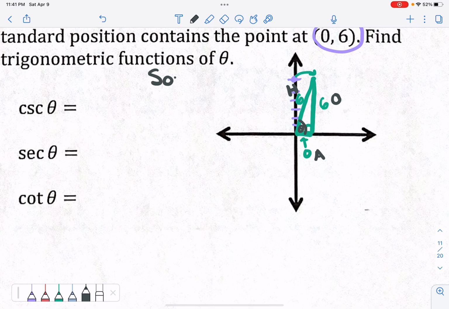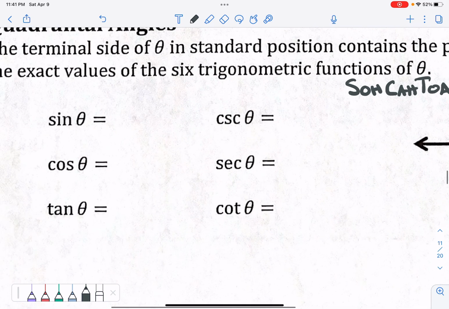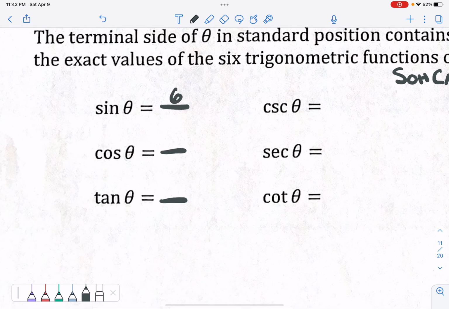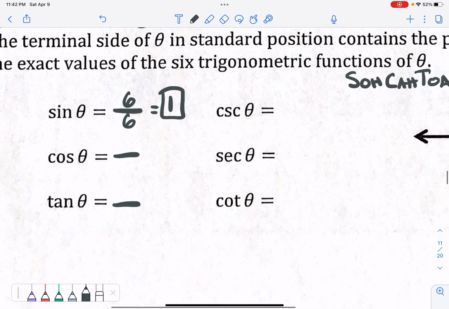So we're still doing SOHCAHTOA, and we've got our fractions over here. Let's just do sine, cosine, and tangent first. So sine is opposite over hypotenuse, okay? And opposite over hypotenuse is 6 over 6. But we're going to reduce that because 6 over 6 is just 1. So sine of that angle theta will be 1, which is kind of interesting.